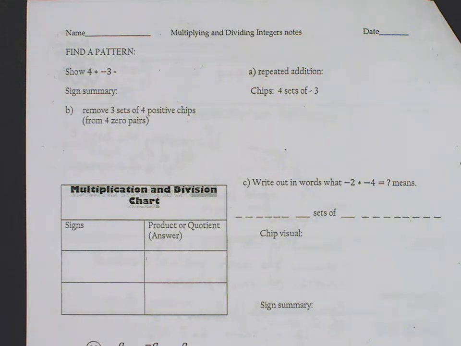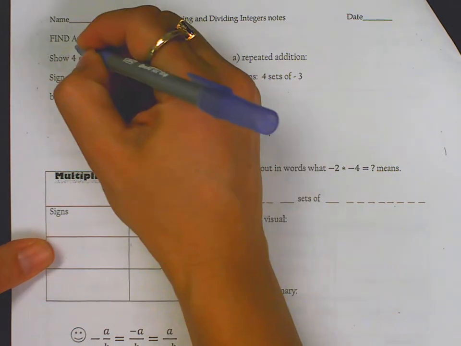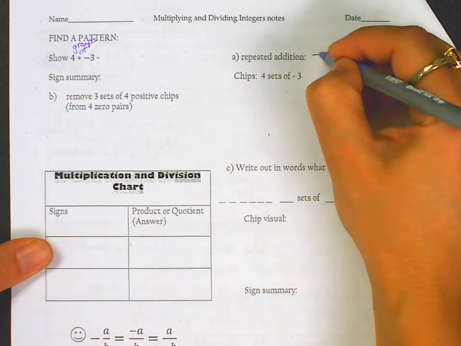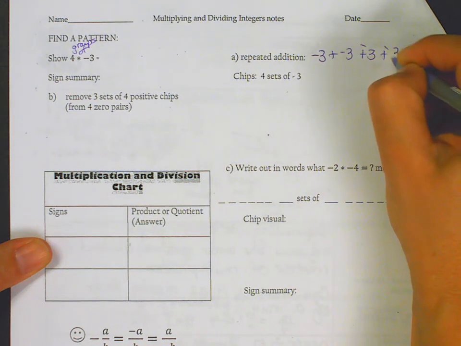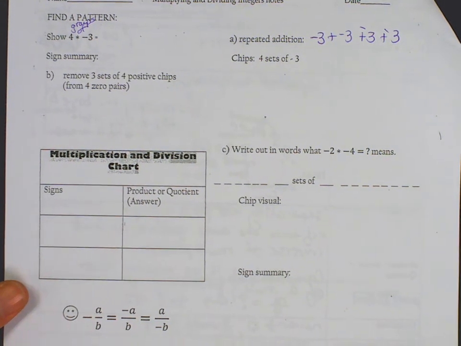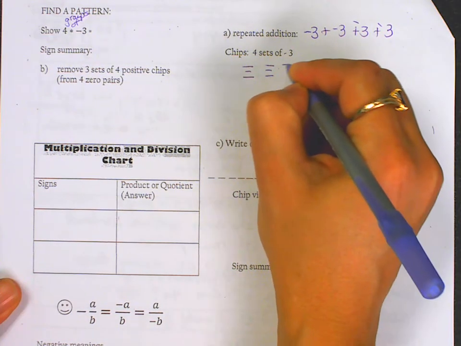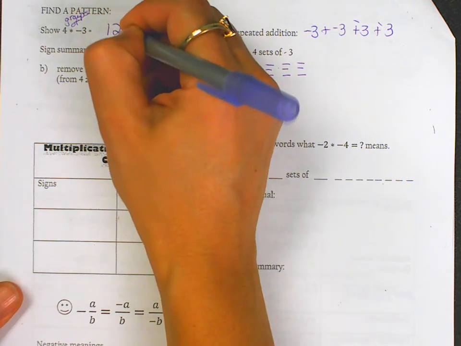We're going to do 4 times negative 3. Without knowing the rules or the shortcuts, let's start by doing it with repeated addition. That's 4 groups of a negative 3. 1, 2, 3, 4. I always like to make my negatives stick out so they don't blend in. So if we go back to chip diagrams, 4 sets of -3. There's 1, 2, 3, 4. What do you see? You see 12 negatives.